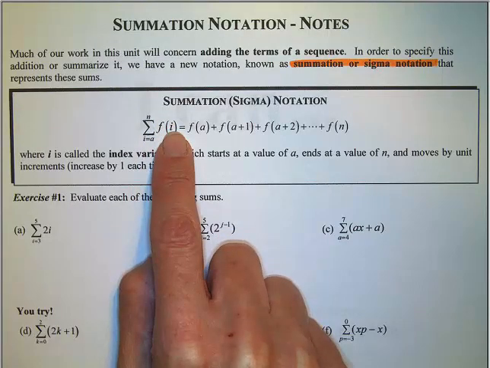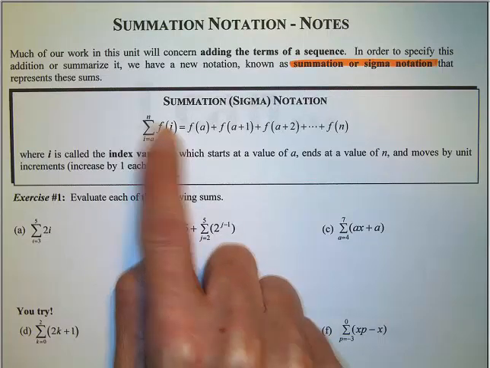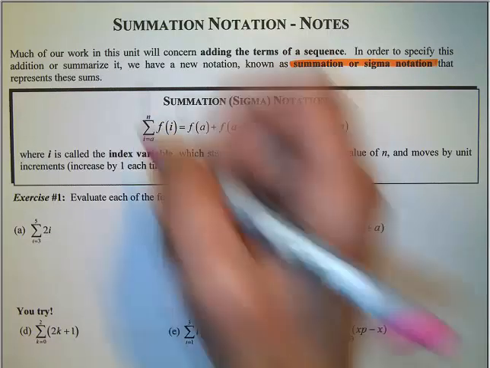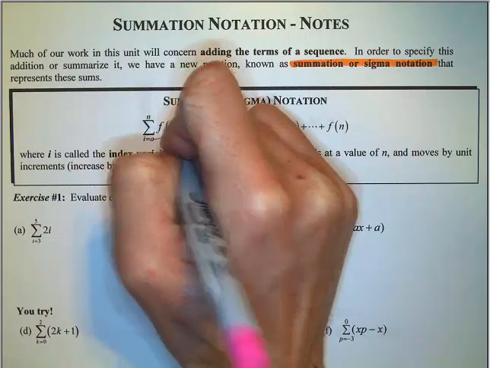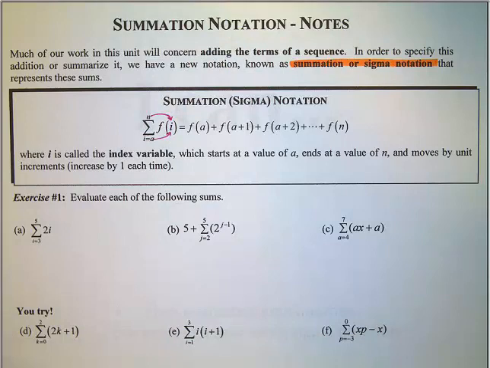We have to start at A and substitute in for I until we reach N, and that probably means nothing to you. So let's do an example so it makes a little sense.